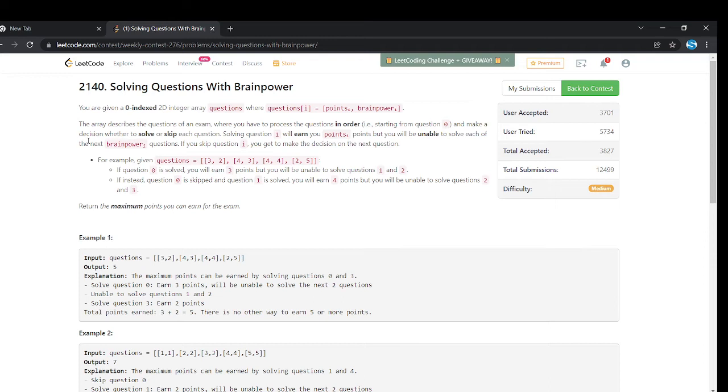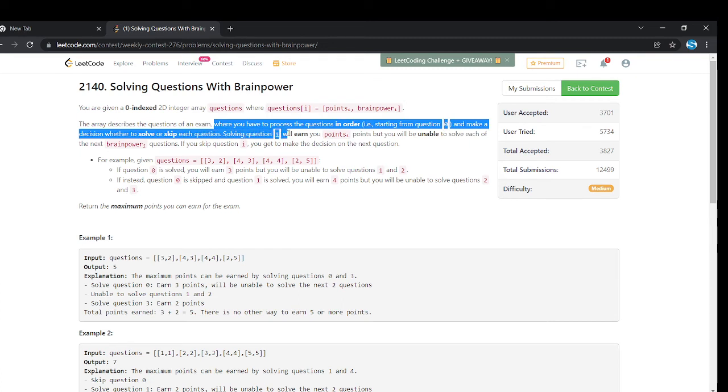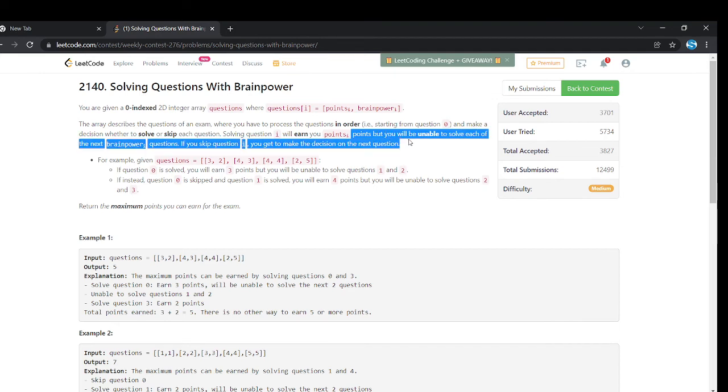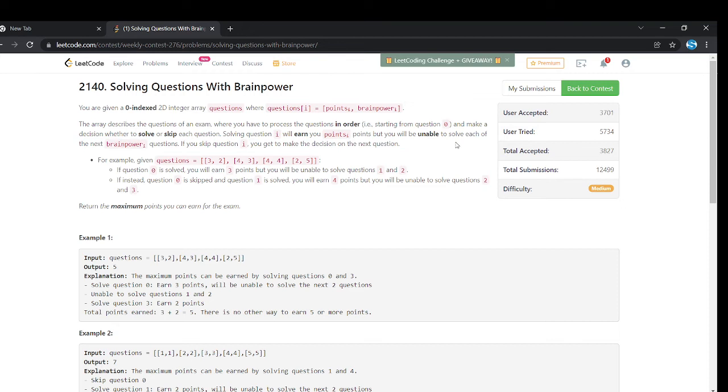Here we are told that the array describes the questions of an exam, where you have to process the questions in order starting from 0 and decide whether to solve or skip each question. Solving question i will earn you points, but you will be unable to solve each of the next brainpower[i] questions. If you skip question i, you get to make a decision on the next question.